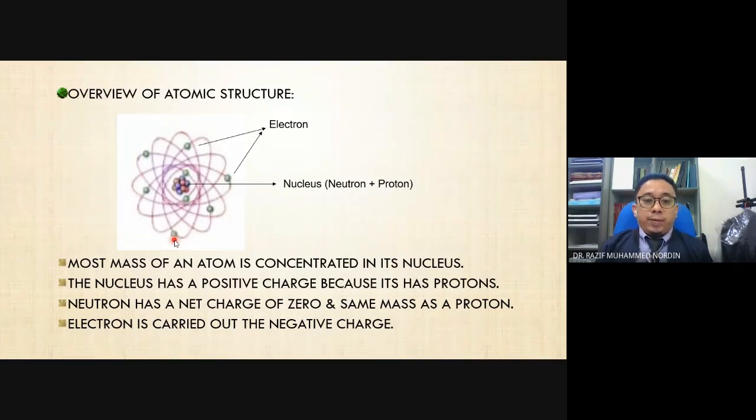So most of the mass of the atom is concentrated over here. It is the nucleus. The nucleus has a positive charge because of the proton, and a neutron has a net charge of 0 and the same mass as a proton. And then the electron is carrying the negative charge.